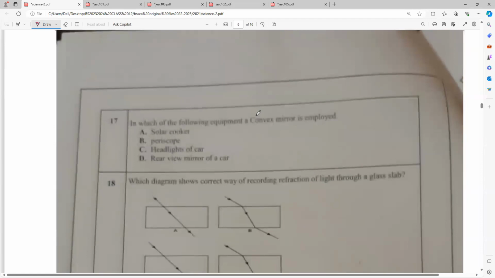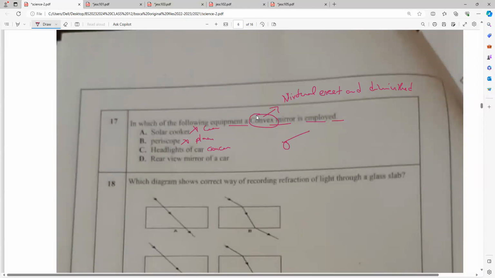Next. In which of the following equipment is a convex mirror employed? Check it, everybody. Convex mirror means what? It always forms a virtual, erect, diminished image. First one, solar cooker. We want to increase the heat, so concave mirror. Periscope, plane mirror. Headlights of a car, concave mirror, because we have to focus the light from the focus.